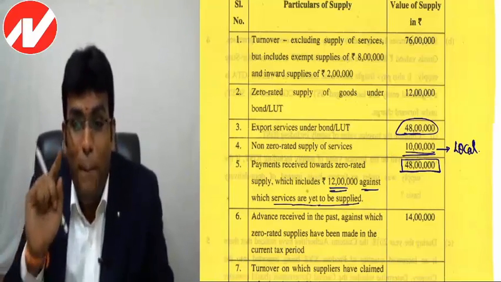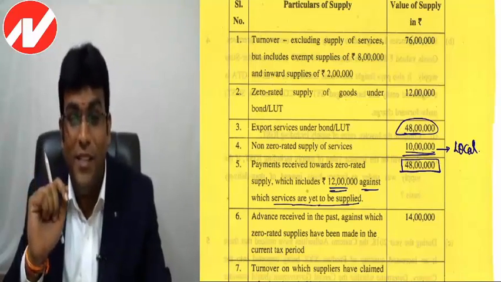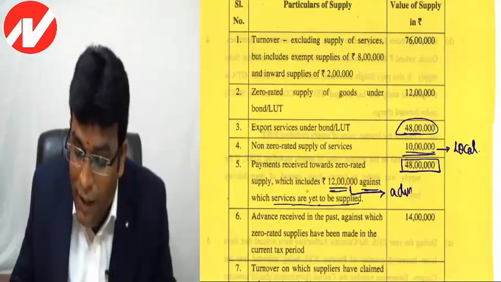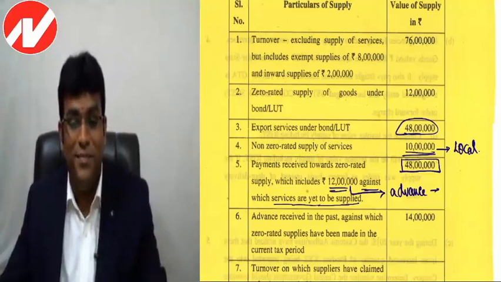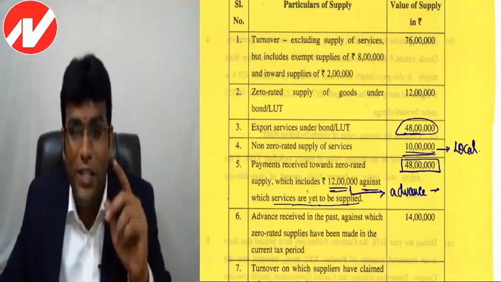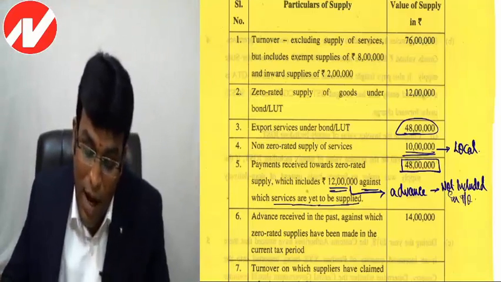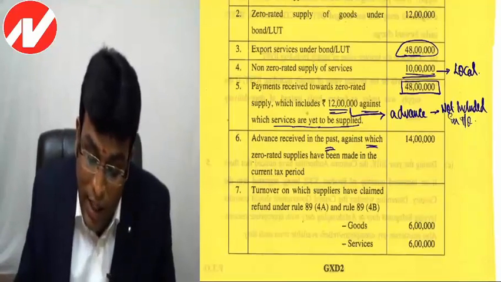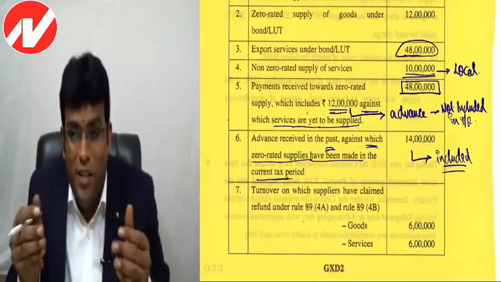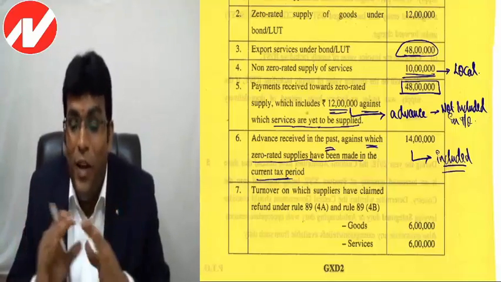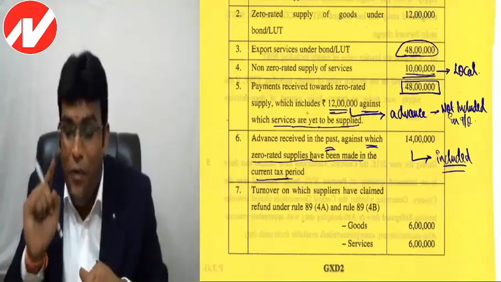So friends, please observe, payments received towards zero rated supply is 48 lakh rupees, and that 48 lakhs includes 12 lakhs against which services are yet to be supplied. That means this 12 lakhs is something like an advance, and this kind of advance for services is never included as a part of turnover, my dear friends. This is not included in turnover. Then advance received in the past against which zero rated supplies have been made in the current period. This will be included. You have to get the logic there. In the month in which we get the advance, we don't include it. But the month in which we make the supply, we include it, because that is the special point related to zero rated supply of services.